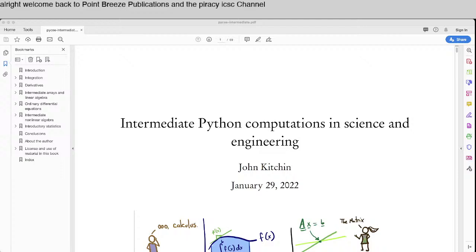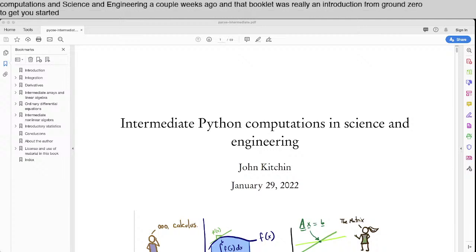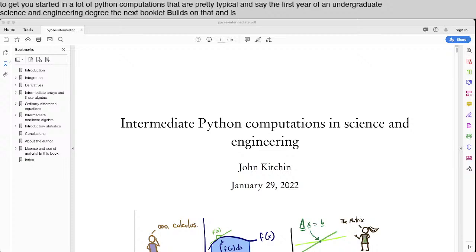We talked about the introduction to Python computations in science and engineering a couple weeks ago, and that booklet was really an introduction from ground zero to get you started in a lot of Python computations that are pretty typical in, say, the first year of an undergraduate science and engineering degree. The next booklet builds on that and is called Intermediate Python Computations in Science and Engineering. And this is really targeting the second year of a typical science or undergraduate engineering degree.